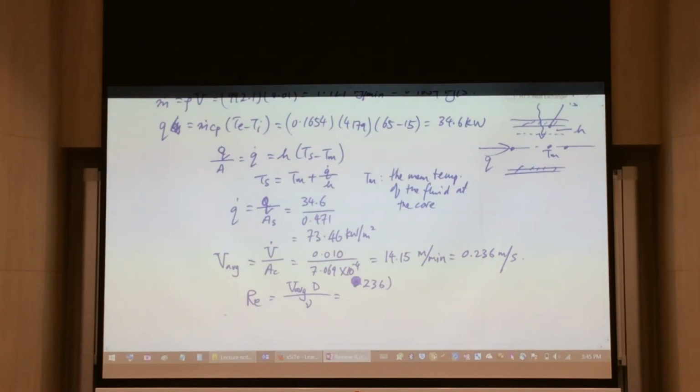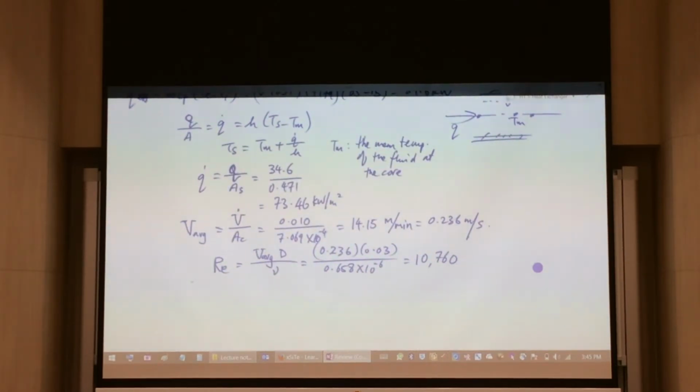0.236 multiplied by 0.03, that's your diameter, divided by 0.658 times 10 to the power minus 6. That will give us slightly over 10,000. Now what does that tell you? Is it turbulent, laminar? That one is greater than 10,000, so it implies that it's a turbulent flow.